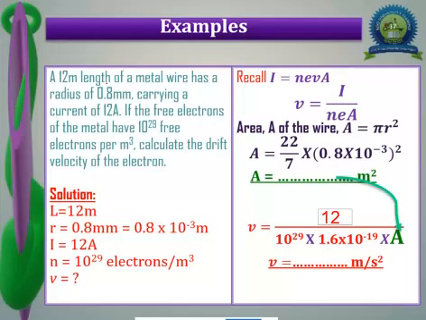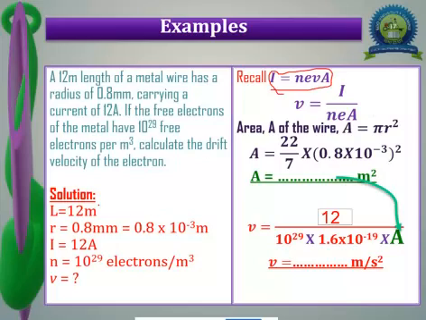We have a 12 meter length of a metal wire, has a radius of 0.8 millimeter, and is carrying a current of 12 ampere. If the free electrons of the metal have 10 raised to power 29 free electrons per meter cube, calculate the drift velocity. The same formula is relevant. I is equal to NeVA. But meanwhile, we are interested in calculating the drift velocity, which is I over NeA.